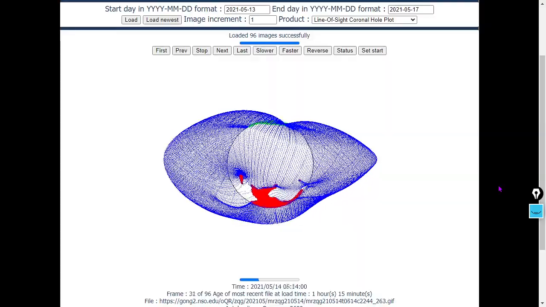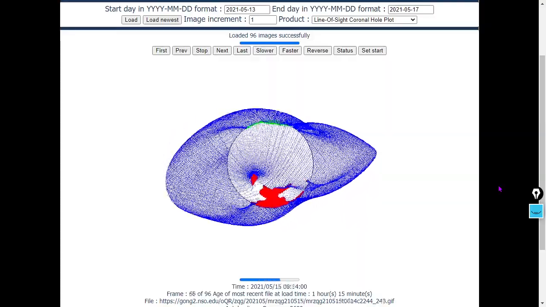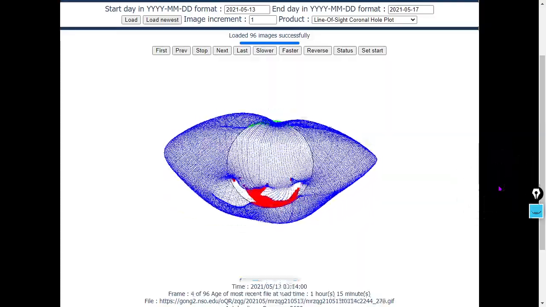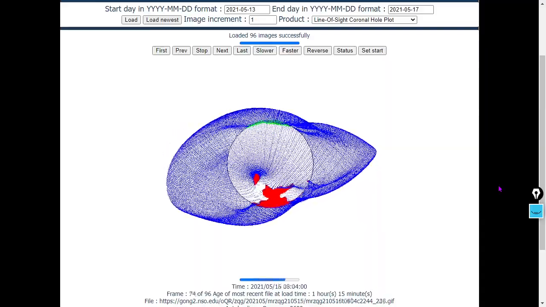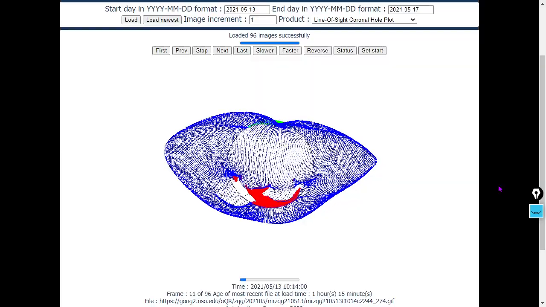Here's the line of sight coronal hole plot, and you can see a coronal hole associated with the south pole here rotating into the Earth-facing zone. We can expect a coronal hole wind stream from that in a few days, probably about 3 days.